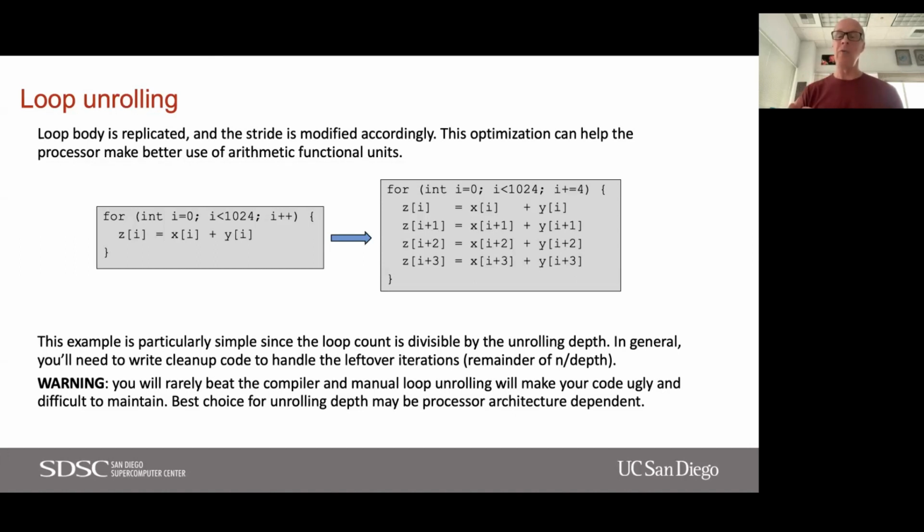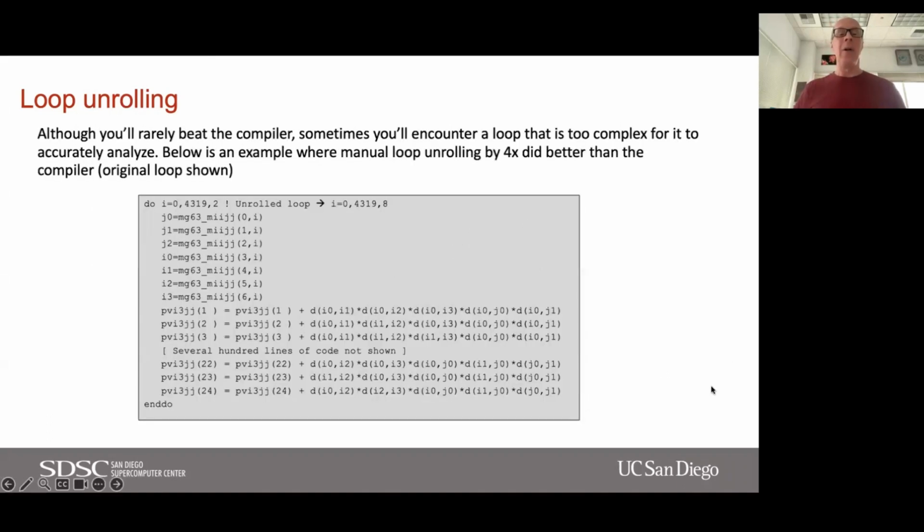Also, when you manually unroll your loop, it's going to make your code ugly and difficult to maintain. One thing that I didn't show here was if the loop had an iteration count that wasn't divisible by 4, I would have had to have a cleanup loop, or some cleanup code at the end, to pick up the rest of those iterations. Now, the reason I brought this up, though, is that in rare cases, you might be able to beat the compiler. In years of doing this, this was the only time when I actually did better than the compiler.